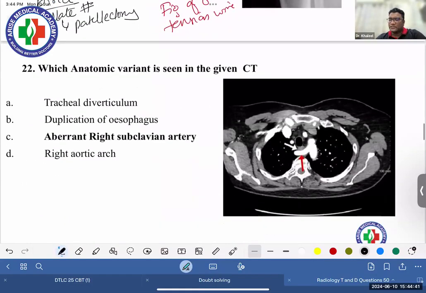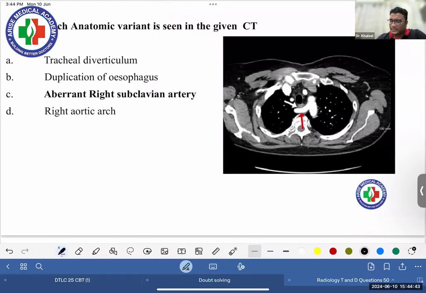Next thing. What is the anatomical variant in the given CT scan? This is a difficult question for you, but because it has come up in the recent Indian exam, I thought I'll discuss it with you. So let us look at what is being shown here. There is an anatomical variant shown. It is showing a blood vessel. And where is it going?